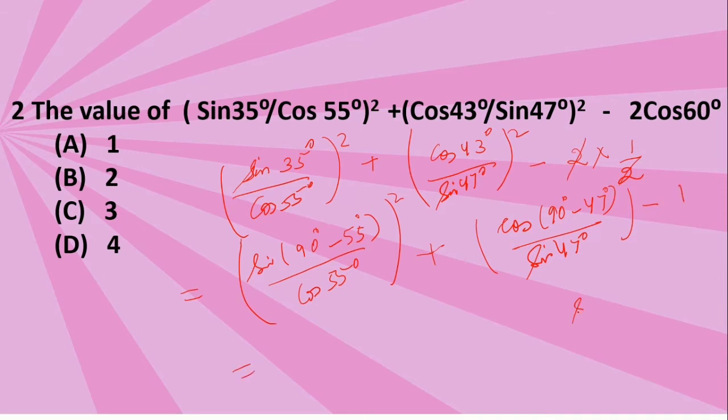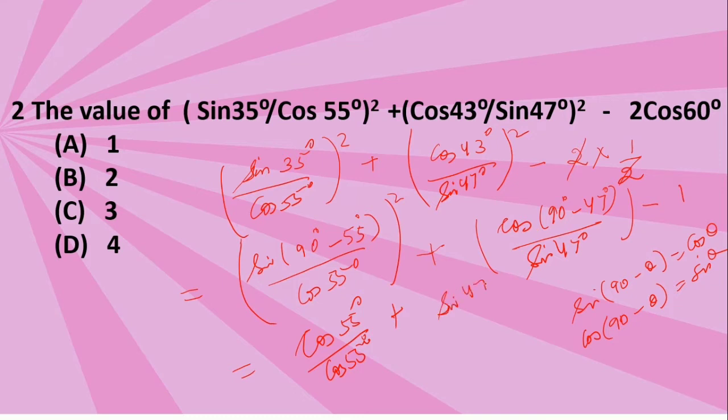Now as you know, sin 90 minus theta is cos theta, and cos 90 minus theta is sin theta. So you can write cos 55 degree upon cos 55 degree plus sin 47 degree upon sin 47 degree minus 1. So cancel this. So it will be 1 plus 1 minus 1. So it is 2 minus 1 is 1. So the correct answer is A.